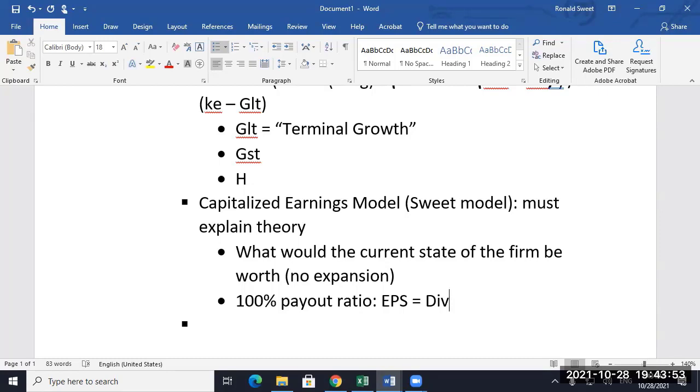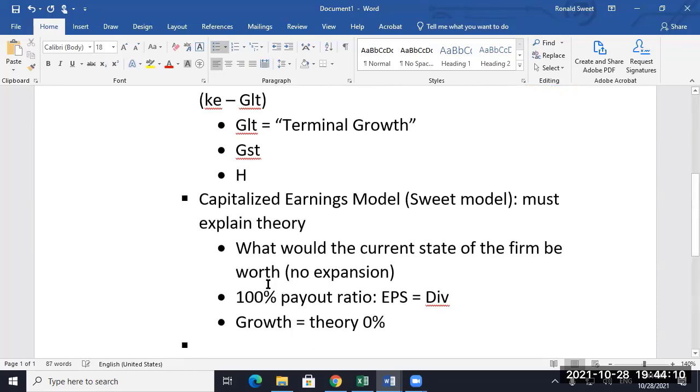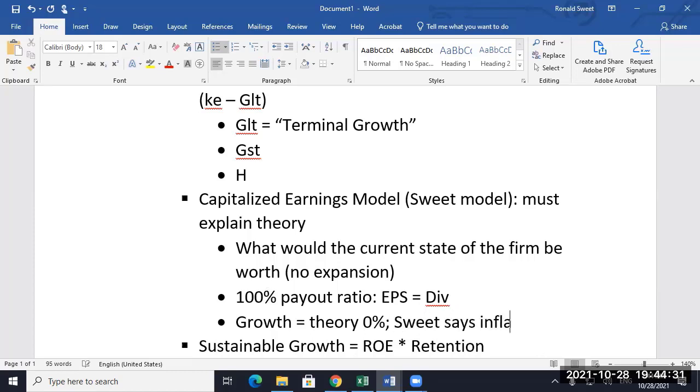Now here's the controversial part of this. So what is growth? Yeah, I say inflation. What does theory say? Theory says 0. Now remember that model, we'll look at it, but sustainable growth equals ROE times retention. If we pay out 100% of our earnings, what is our retention? 0, so what is our growth? It would be 0, all right? So that's the theory. But I say inflation.